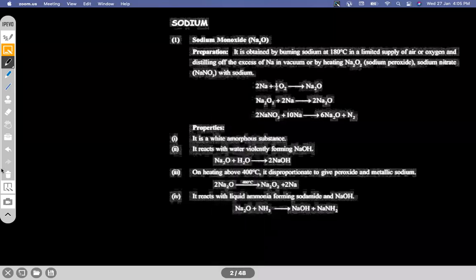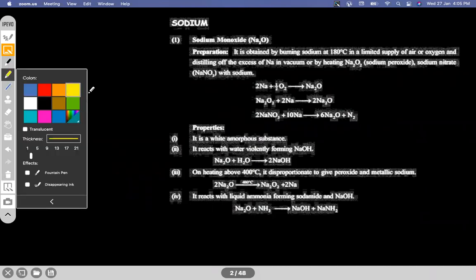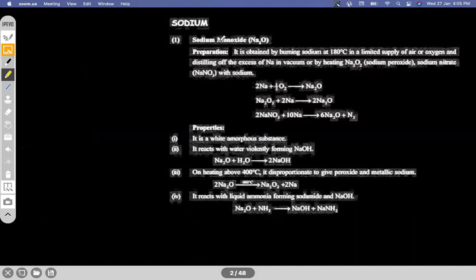So half of the things we have done last class only, S block. Today we are going to start with sodium here. Okay, so sodium and the compounds of sodium. First one is sodium monoxide. Preparation, how it is obtained. I'll just tell you the key points here. If you want, you can write down in short. Anyways, you're going to get these notes, so from there also you can revise.